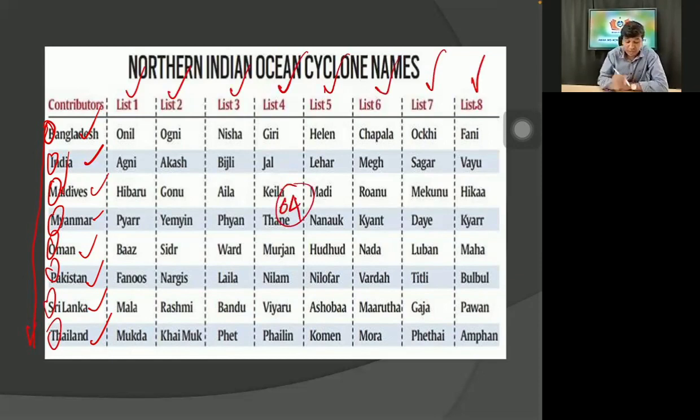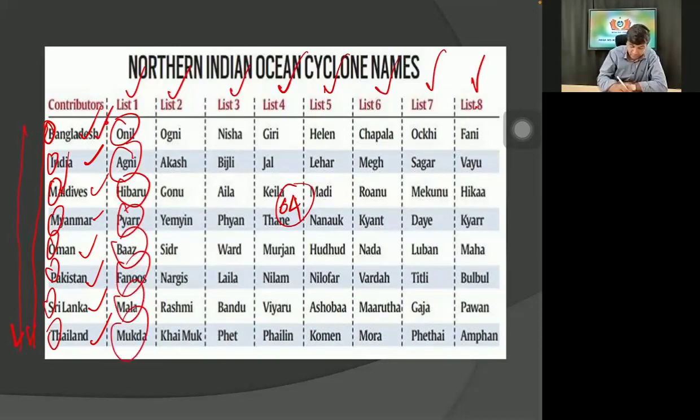Total 64. And here the names should be given again in alphabetical order. First Bangladesh will give the name, that is Onil. Second, India should give the name. Then Maldives, Myanmar, Oman, Pakistan, Sri Lanka, and Thailand. When these 8 names are given, then the second list will start, and we will give the name from the second list. We means IMD. So IMD will declare the names for the cyclones, and this list is already with IMD. Okay, so like that.